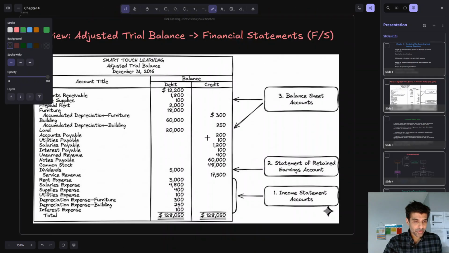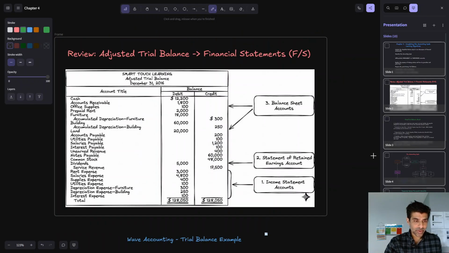This is a little review from the last chapter. We had this thing called the trial balance, and we had the unadjusted versus the adjusted. So what was the difference? What changed between the unadjusted and the adjusted trial balance? Does anyone want to share their thoughts?